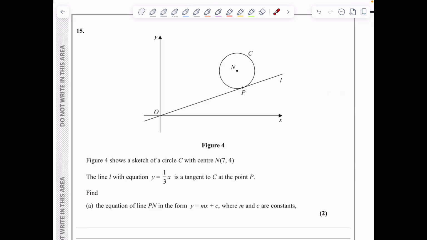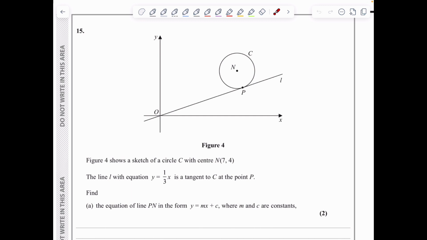In question 15, we're given a sketch of the circle C centered at the point N with coordinates 7, 4. We've got the line L with the equation y is a third x being a tangent to C at the point P. And we need to determine an equation for the line PN. It's the line here passing through the center of the circle and the point P. And we need to give our answer in the form y is mx plus c, where m and c are constants. So the first thing to do is annotate our diagram.